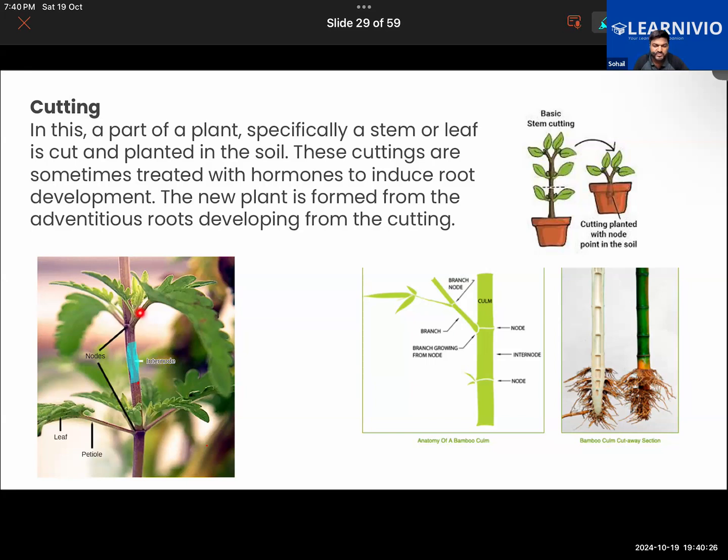So nodes need to be present on the stem. That's why a new plant will be growing out of it. Okay. So further, you can see when you look at the stem of the bamboo here.